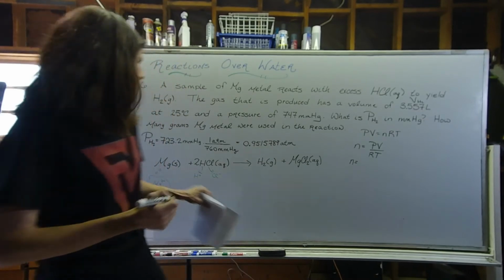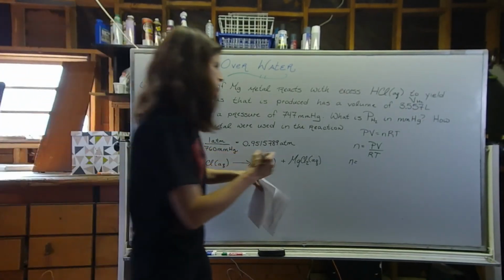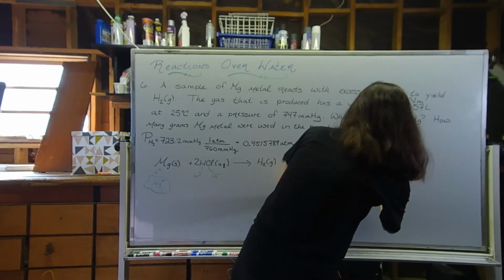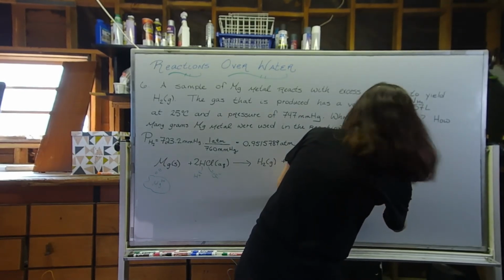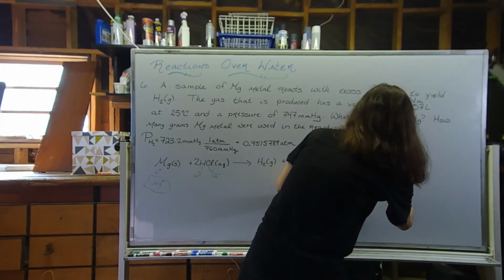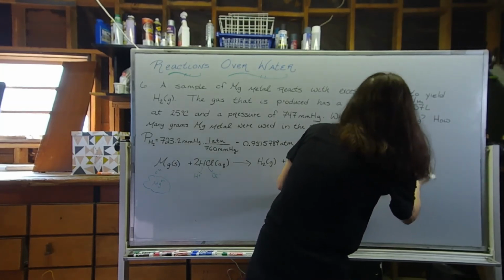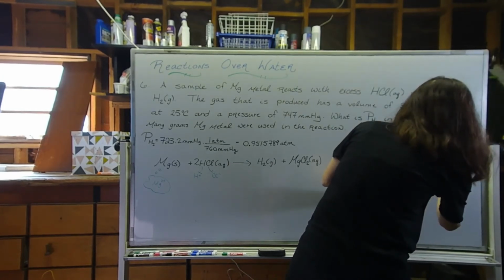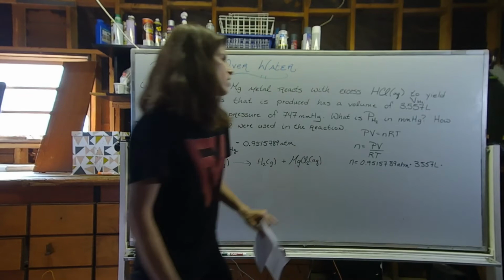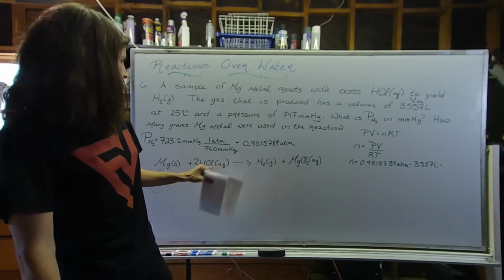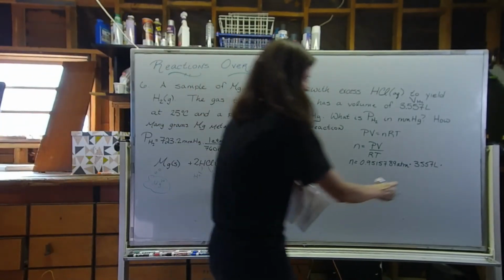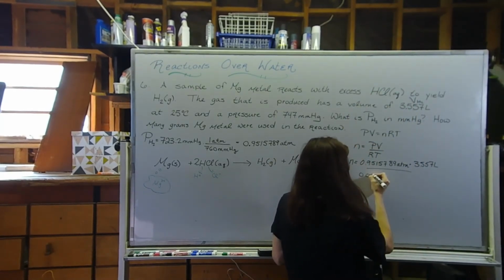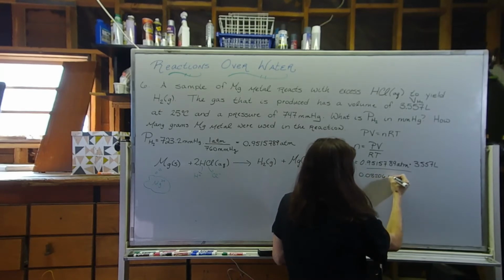So I'm going to plug in the 0. I just kept a bunch extra sig figs there. I'm going to plug in that pressure times the volume, which is 3.557 liters, divided by R times T. So T I need to convert to Kelvin. R is known, right? It's a constant.